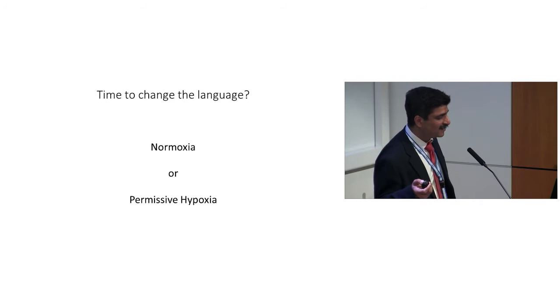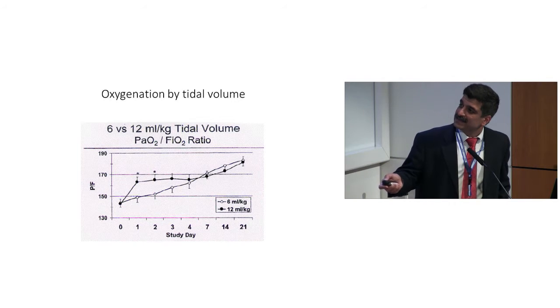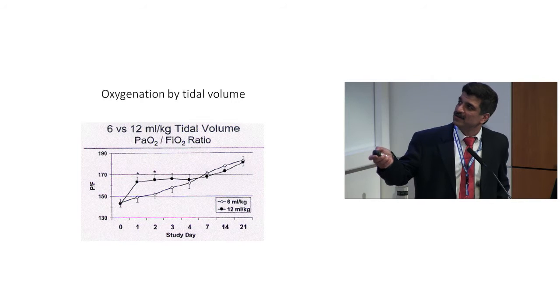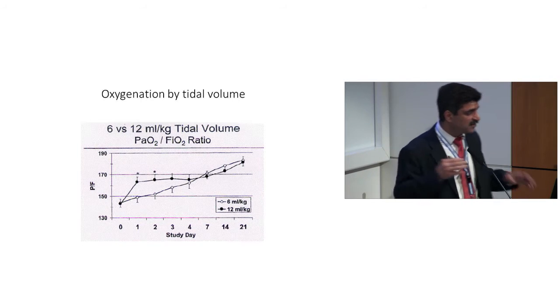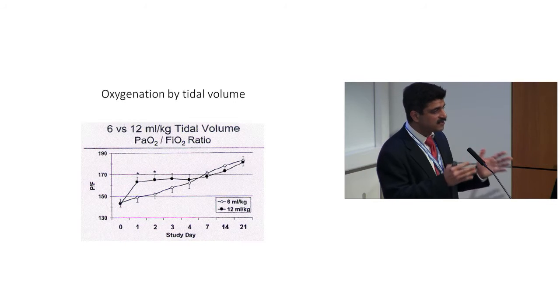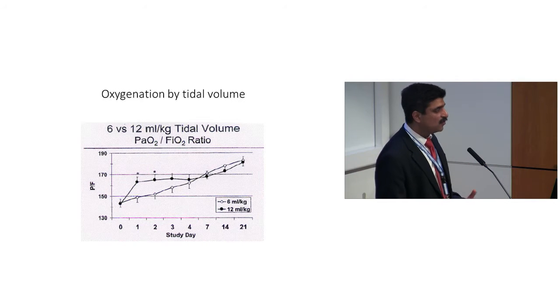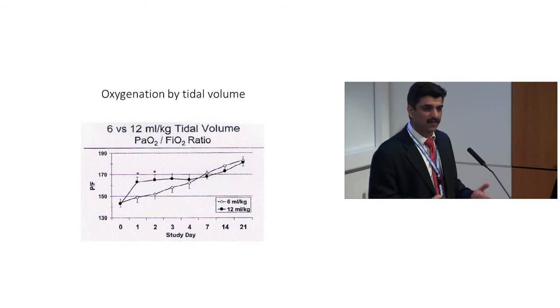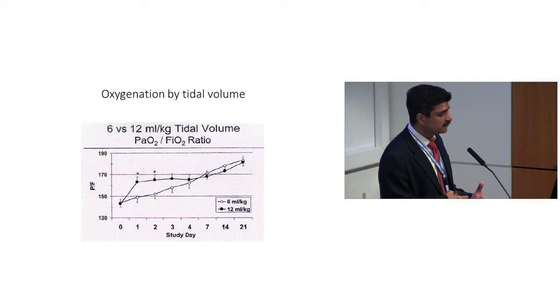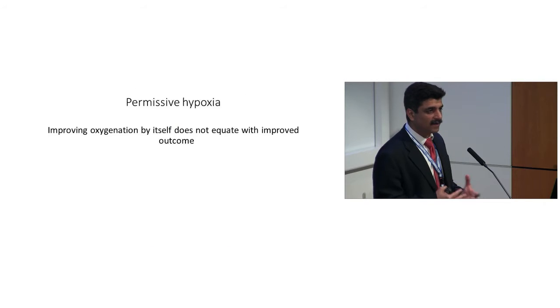It's a crazy concept. But in the group that had 6 ml per kg, they were more hypoxic, up to 7 days. But as time goes on, the hypoxia improves. It matches the 12 ml. And we know the 6 ml did better. So though they were hypoxic to start with, the outcomes are better. So why aim for normal oxygenation? And we know from all the trials that we've done over the years, whether it be oscillation, ECMO, or nitric oxide, improvement in oxygenation doesn't improve outcomes. So we really need to recalibrate how we think, how we practice, how we teach.